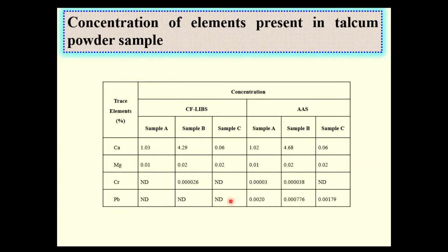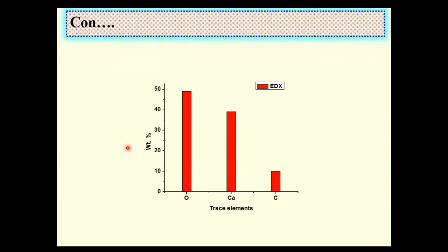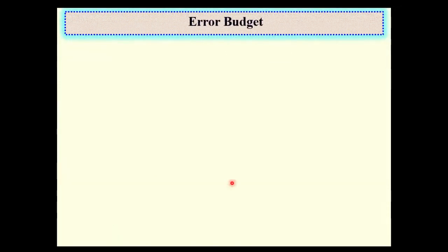Lead shows zero concentration using the calibration-free method, but for verification of these results we used the AAS technique, and this shows that again calcium has the maximum concentration. That means this result supports calibration-free LIBS. So this shows that with both calibration-free LIBS and AAS we found the maximum concentration of calcium in the talcum powder samples. This is the EDX, energy dispersive X-ray, and this result shows that there is a high weight percentage of calcium in our sample.